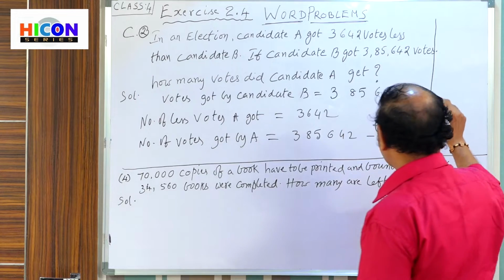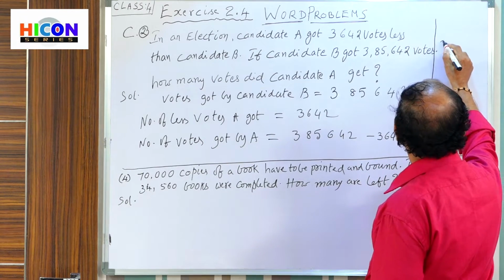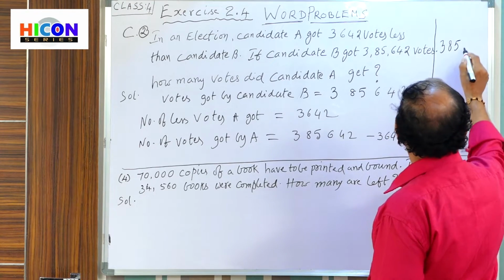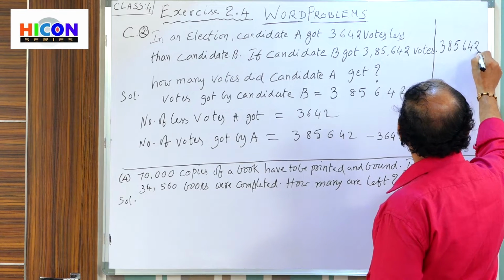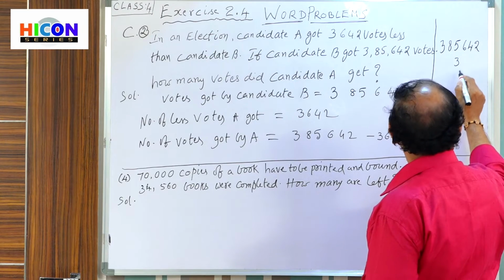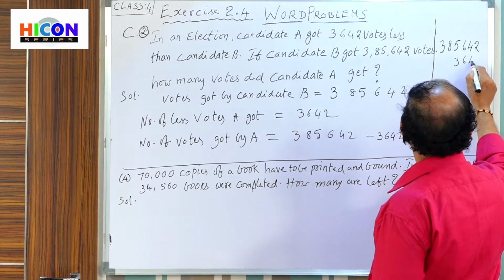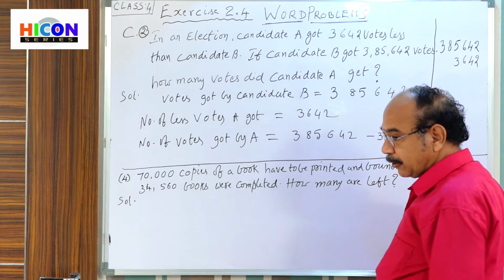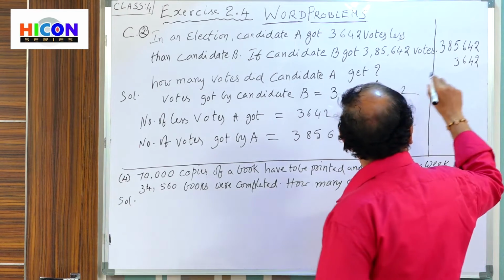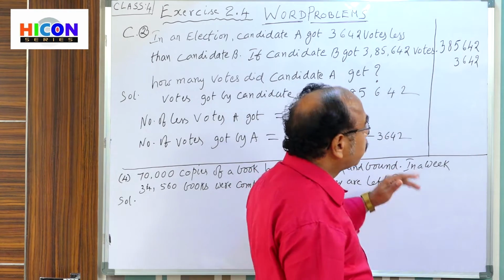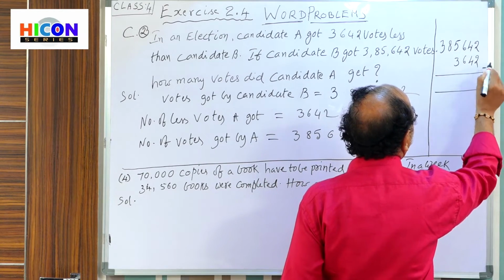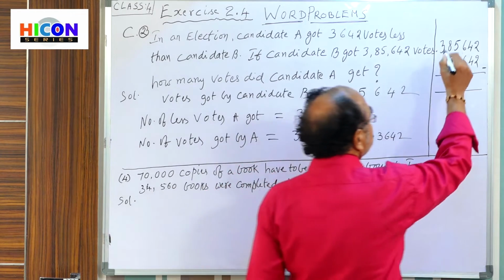Okay, see, 3,85,642. From this we subtract 3,642 according to the place values. Places we write the numbers and subtract. Minus, subtract. See children here.